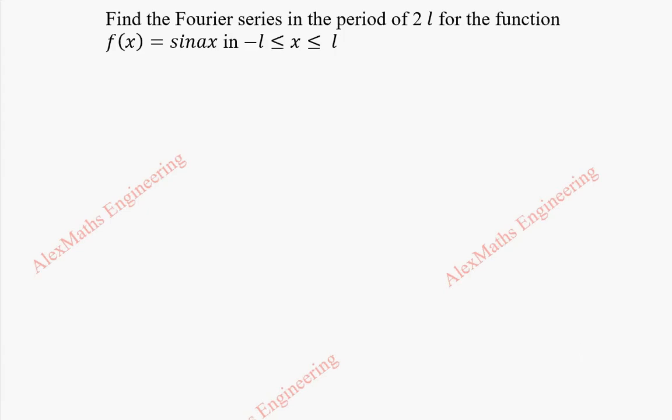In this video, we are going to find the Fourier series in the period of 2L for the given function f of x is equal to sin ax in minus L less than or equal to x less than or equal to L. So first we are going to find whether the given function is even or odd.